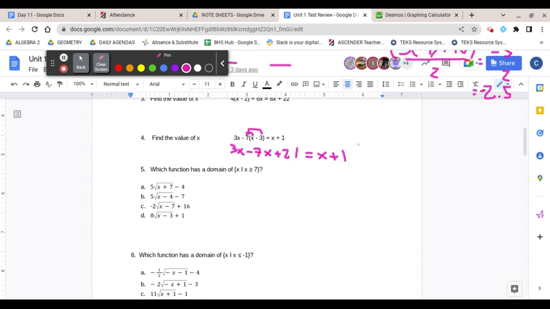Okay, so we got to distribute, get rid of the parentheses. Next, what we're going to do is combine like terms. We cannot combine like terms with the x plus 1 over here. They're already combined. We can combine like terms over here on the left-hand side. So 3x minus 7x is negative 4x, plus 21 is by itself, and that equals x plus 1.